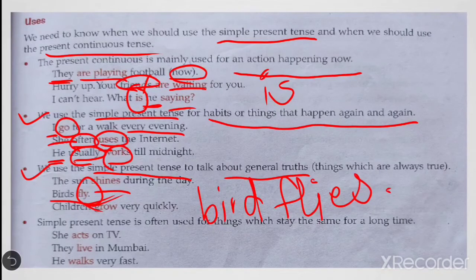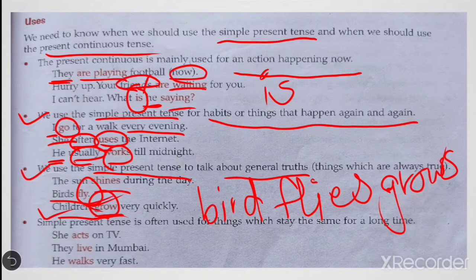Children, more than one, grow very quickly. Children, so it's a plural form. That's why grow will come. If we are singular form, so we have to write grows. Children grow very quickly. Child grows very quickly. So according to your subject, if your subject is plural, so you have to write base form. If your subject is singular, so you have to write here s or es with the verb.